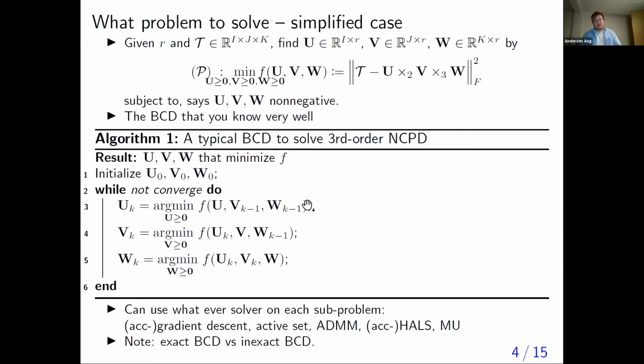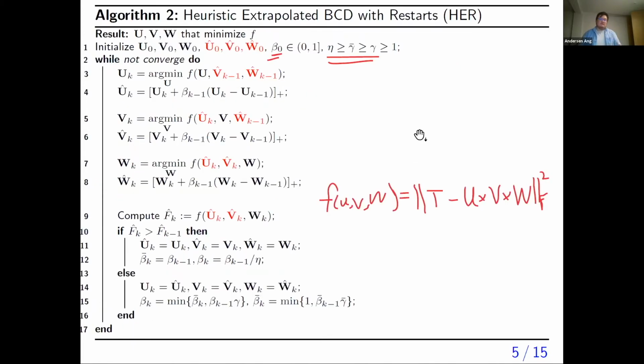In the block coordinate descent update, you don't really care how you perform steps 3, 4, 5. Each subproblem is an optimization problem itself, and you can use whatever optimization algorithm you want, or you can solve this problem inexactly. So what we propose is we add extrapolation.